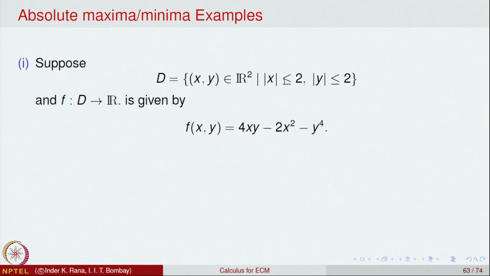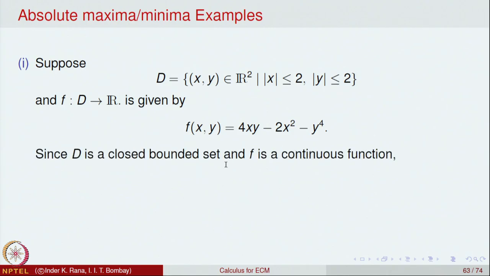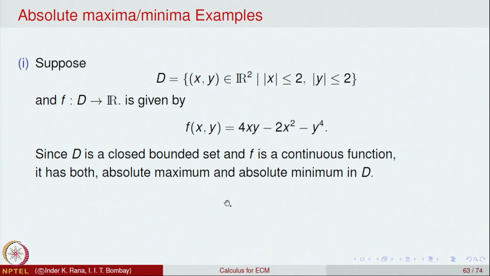This domain has an interior as well as a boundary. The interior is when |x| is strictly less than 2 and |y| is strictly less than 2, that is, inside of the square. The boundary is the usual boundary of the square, where |x| is equal to 2 or |y| is equal to 2. Let us analyze that. It is a continuous function, so it will have an absolute maximum and an absolute minimum.